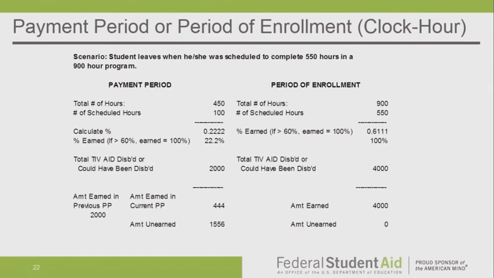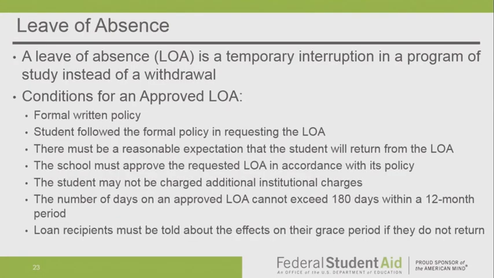And this example is also similar to the last one. You can see here if the student left when he or she was scheduled to complete 550 hours in a 900-hour program, the student would have earned $444 in the payment period added to the $2,000 in the prior period. In the period of enrollment, he's more than 60%, so the student has earned the full $4,000. So the same concept applies in a clock hour program.